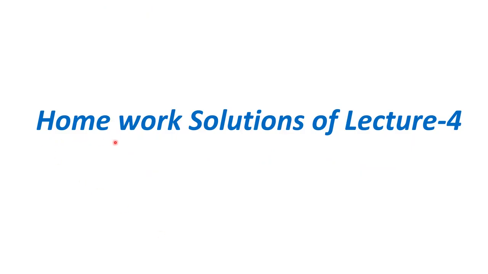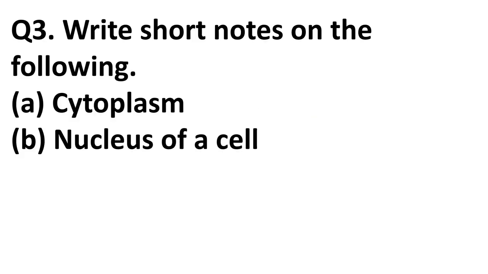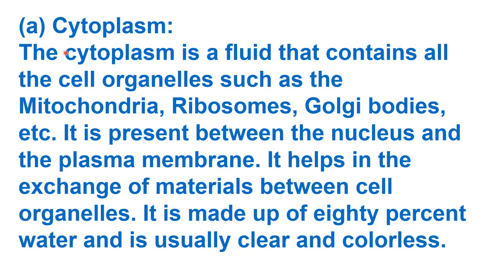Now we will discuss the homework solutions of lecture 4, which I gave you yesterday. Question number 3 was: Write a short note on the following: cytoplasm and nucleus of a cell. First of all, cytoplasm. The cytoplasm is a fluid that contains all the cell organelles such as mitochondria, ribosomes, Golgi bodies, etc. It is present between the nucleus and the plasma membrane. It helps in exchange of materials between the cell organelles. It is made up of 80% water and is usually clear and colorless.